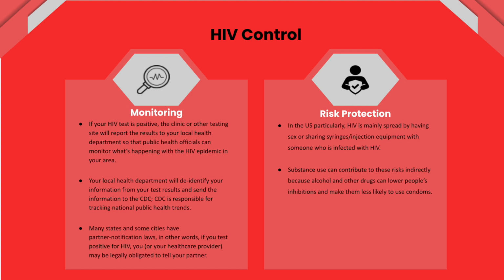In the US particularly, HIV is mainly spread by having sex or sharing syringes or injection equipment with somebody who is infected with HIV. Substance use can contribute to these risks indirectly because alcohol and other drugs can lower people's inhibitions and make people less likely to use condoms.